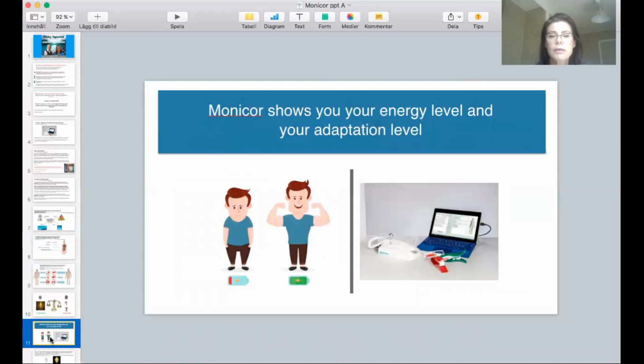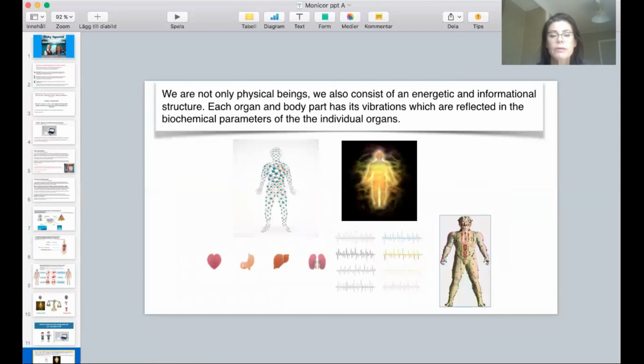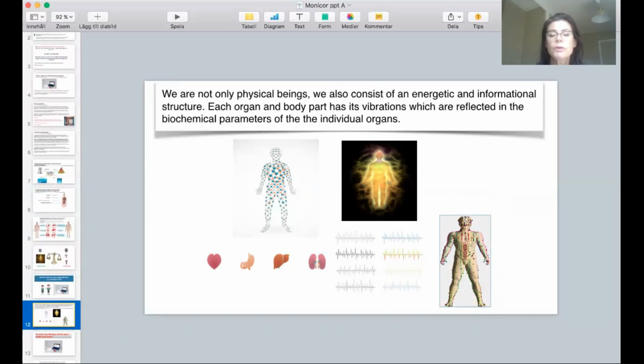So what Monicor does is that it shows you your energy level and your adaptation level. And your adaptation level is the resilience your body has against all kinds of challenges it has to deal with. So it shows you this in a very clear way. I'll show you later, because as you know, we're not just a physical body, we are also energy and information. And as I said before, every organ and body part has its vibrations, and those are reflected in the biochemical parameters of the individual organs. So this is important to understand in order to more easily understand why Monicor is working so well.